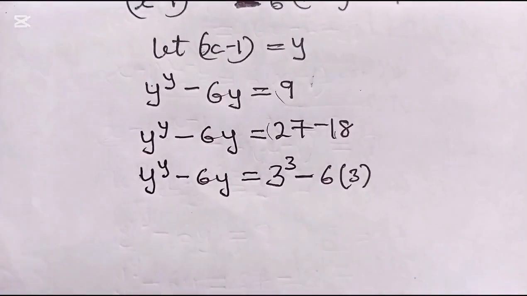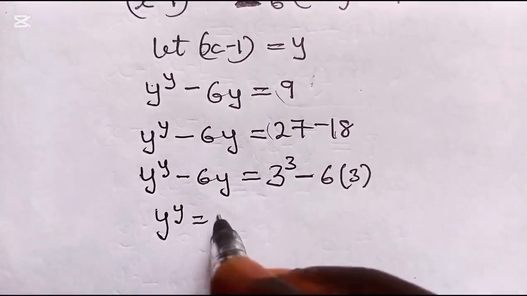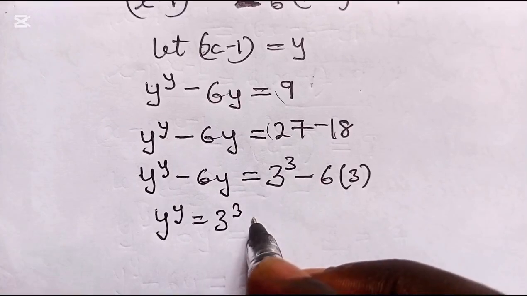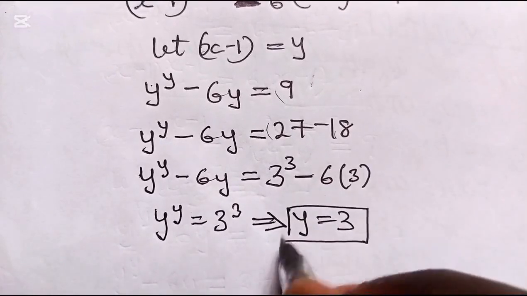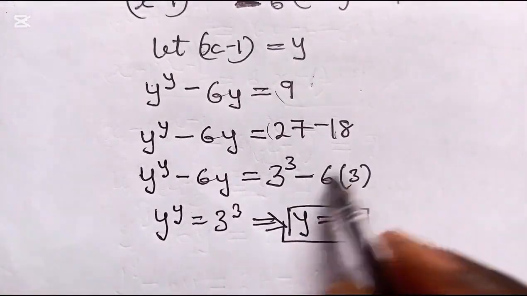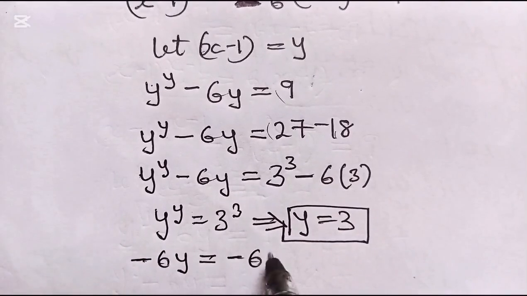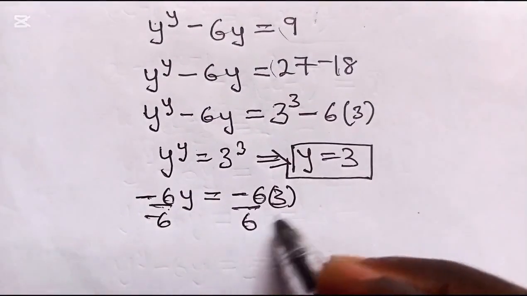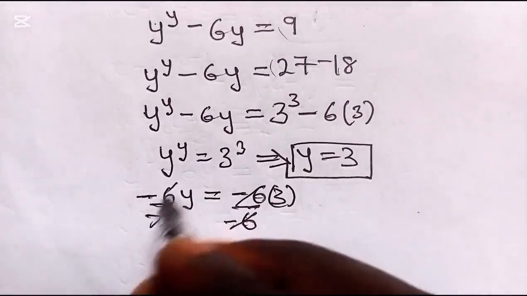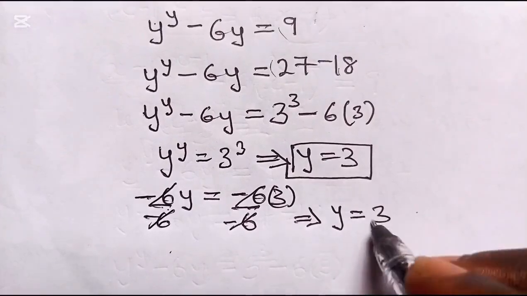Okay, now if you compare the two sides, y^y equals to 3^3. We can quickly see our y equal to what? 3. Okay, but if you also compare this side, minus 6y equals to minus 6 into 3, we divide both sides by minus 6. Minus 6 will cancel themselves, so it implies that y equals to 3.